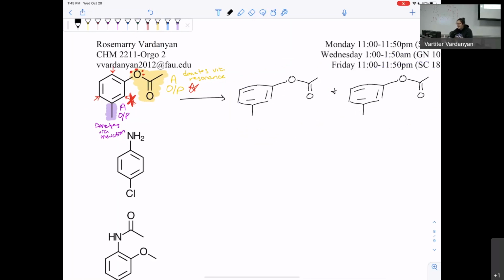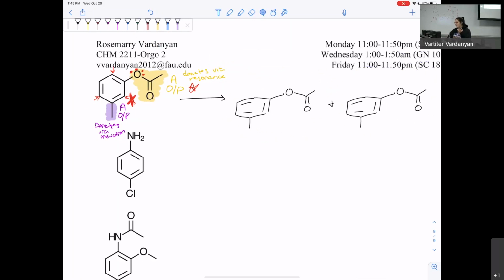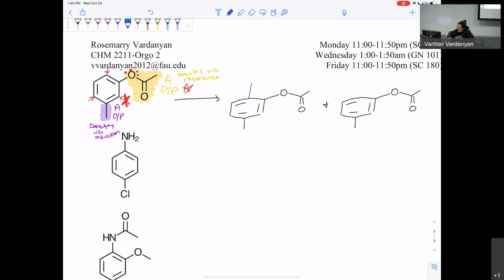Whatever you're adding, it's going to be exactly the same thing. The reason we're doing the same reaction is just for consistency. But if it was a sulfonation, you'd just add SO3H. If it was nitration, you just add NO2, etc. So we could either have the ortho product or we can have the para product.